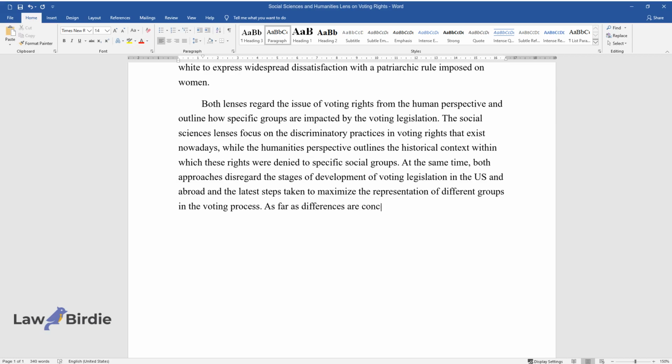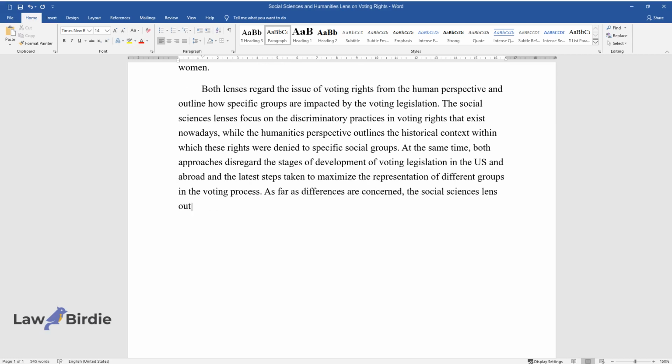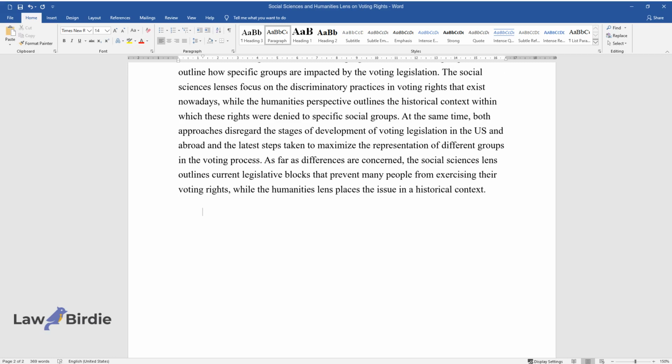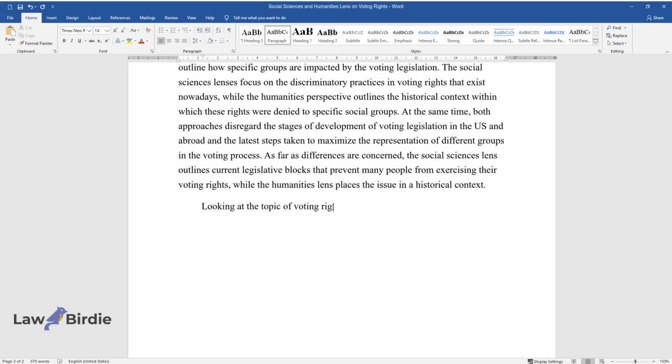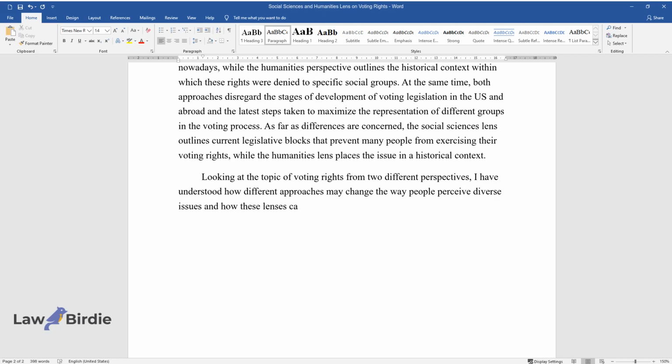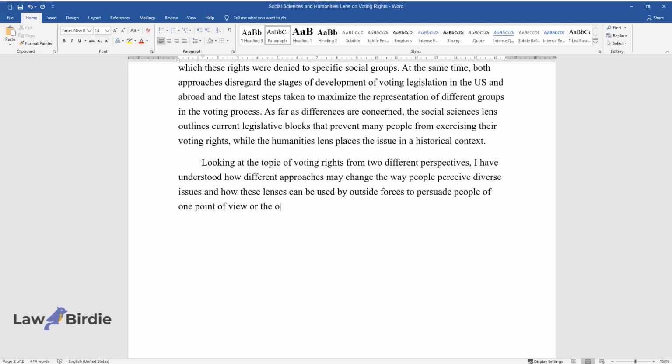As far as differences are concerned, the social sciences lens outlines current legislative blocks that prevent many people from exercising their voting rights, while the humanities lens places the issue in a historical context. Looking at the topic of voting rights from two different perspectives, I have understood how different approaches may change the way people perceive diverse issues and how these lenses can be used by outside forces to persuade people of one point of view or the other.